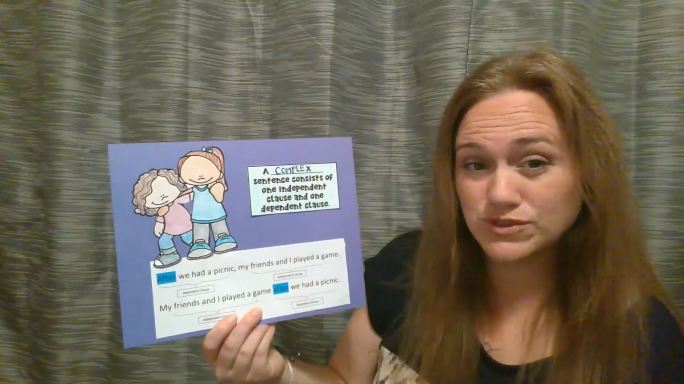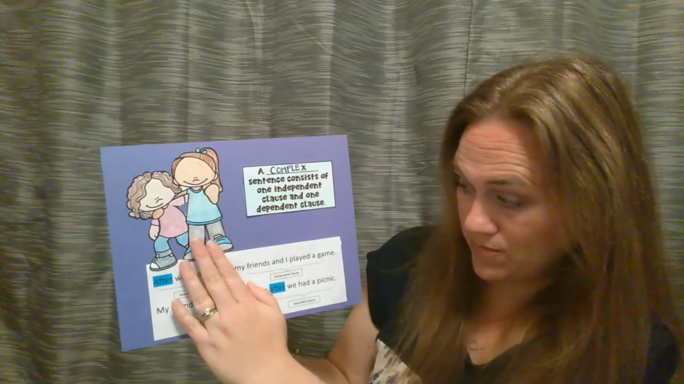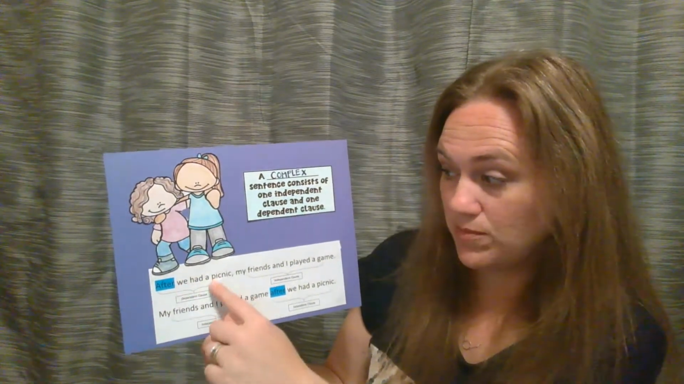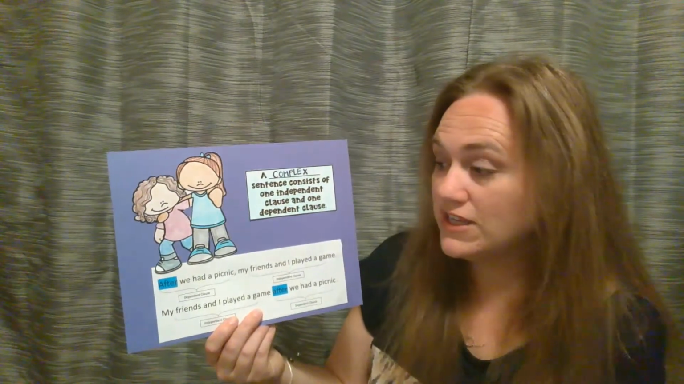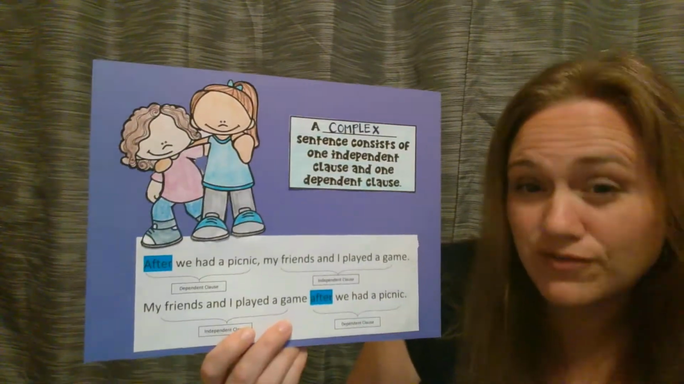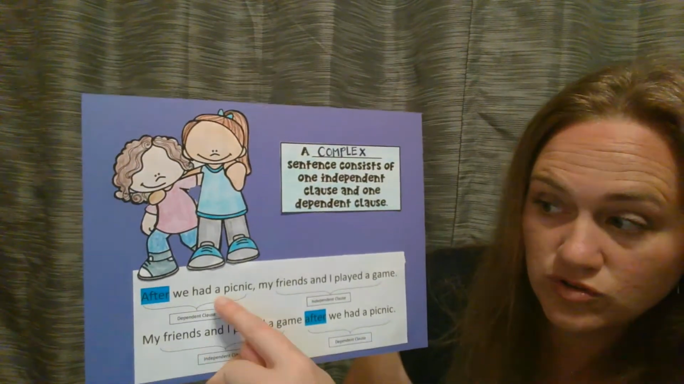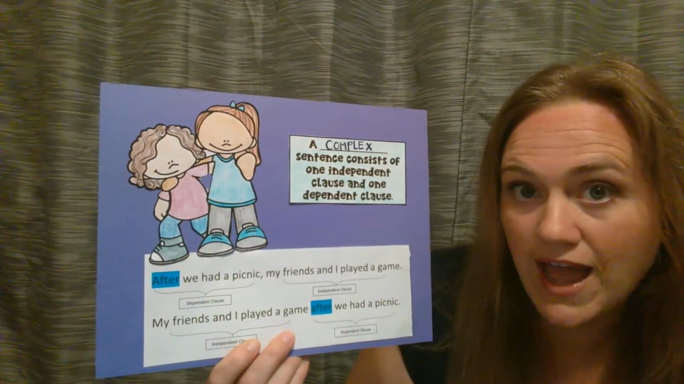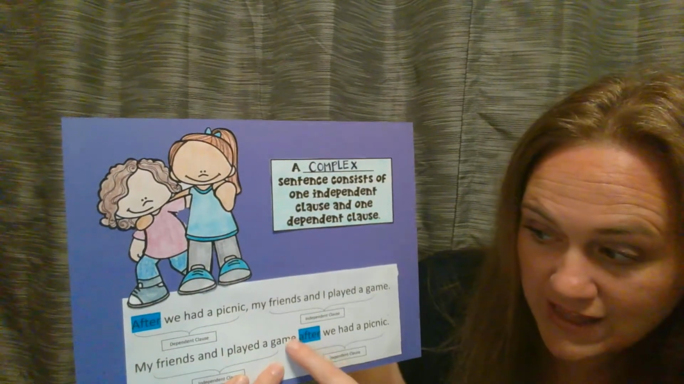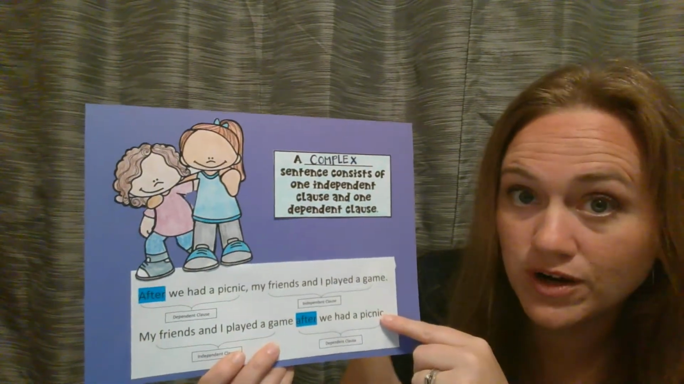So the actual sentence is, my friends and I played a game, but the author wanted to add this dependent clause to give me a little bit more information. After we had a picnic. Now that information can either go at the beginning, the dependent clause at the beginning, or it can go at the end. Do you see the difference in punctuation though? If you choose to put it at the beginning, what do you need to have? Yeah, a comma.